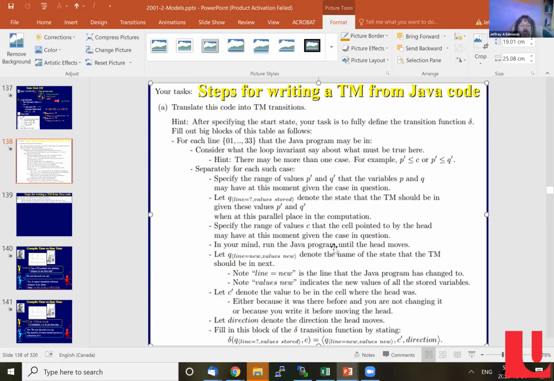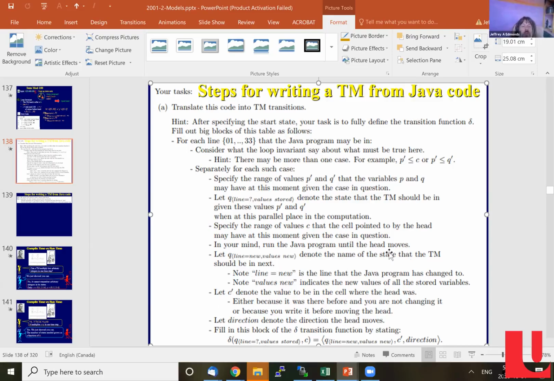Run the Java program. Well, if you want, you could run the Java program to the next line, but then you're going to have 33 lines. Instead of running to the next line, run the Java program in your mind until the head moves. And then after the head moves, what's going to be true? What state will I be in? What line will I be in? What values will I have written on my blackboard?